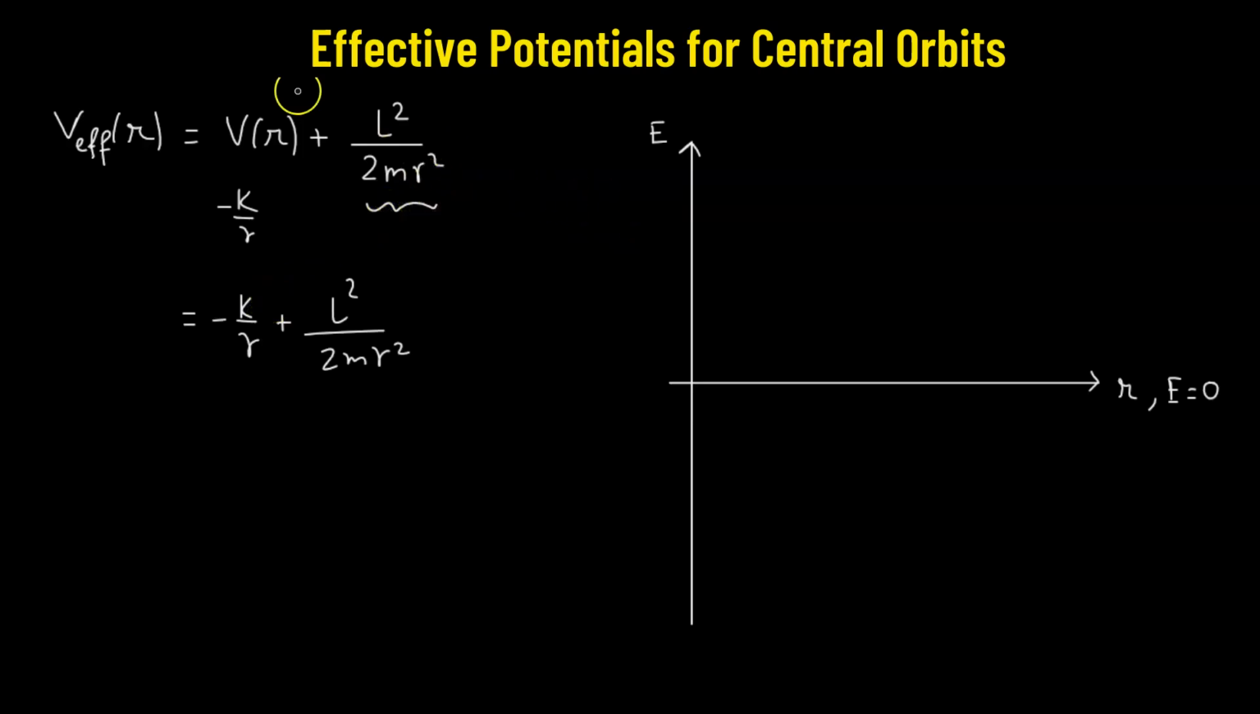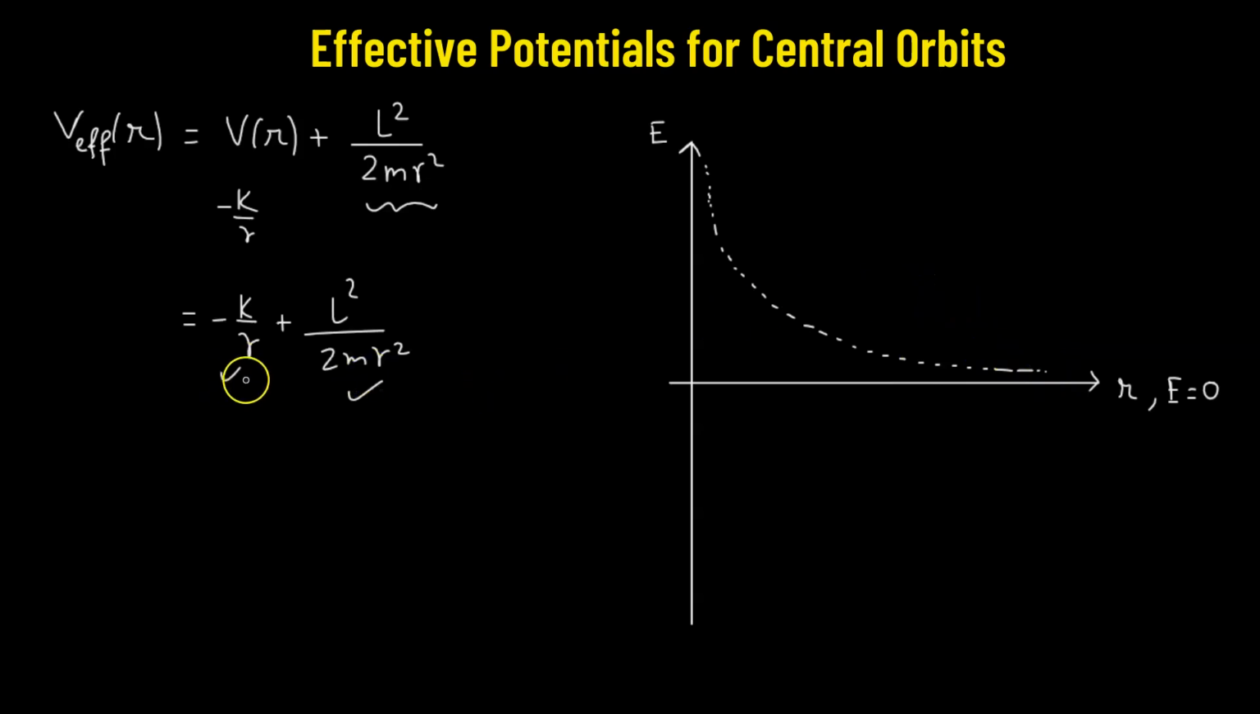So that means if we try to plot the graph of L squared over 2mR squared, it's going to be divergent near the origin or the force's center, and it's going to fall, and as R increases, the potential is going to drop down.